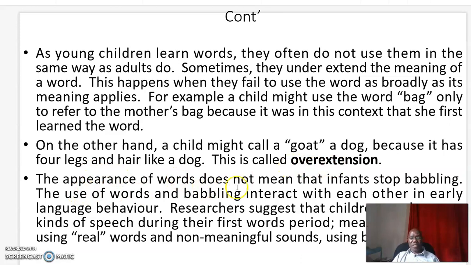The appearance of words does not mean that the infant stopped babbling. The use of words and babbling interact with each other in early language behavior. Researchers suggest that children produce 2 kinds of speech during their first word period, meaningful speech using the real words and non-meaningful sounds using babbling.